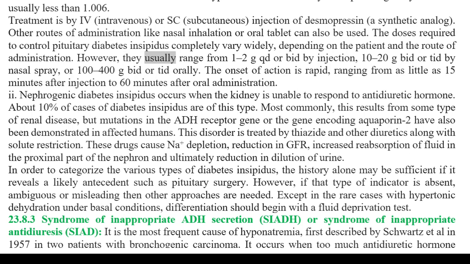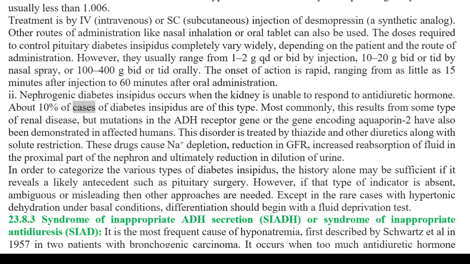However, they usually range from 1 to 2 µg QD or BID by injection, 10 to 20 µg BID or TID by nasal spray, or 100 to 400 µg BID or TID orally. The onset of action is rapid, ranging from as little as 15 minutes after injection to 60 minutes after oral administration. 2. Nephrogenic diabetes insipidus occurs when the kidney is unable to respond to antidiuretic hormone.